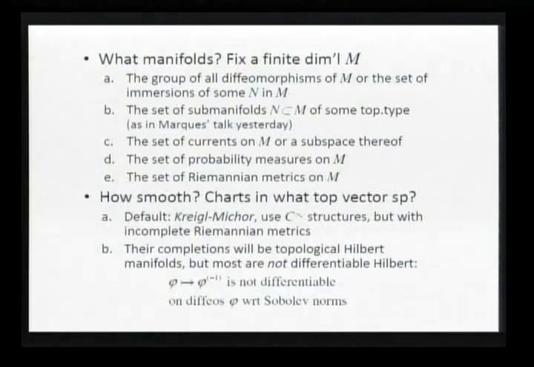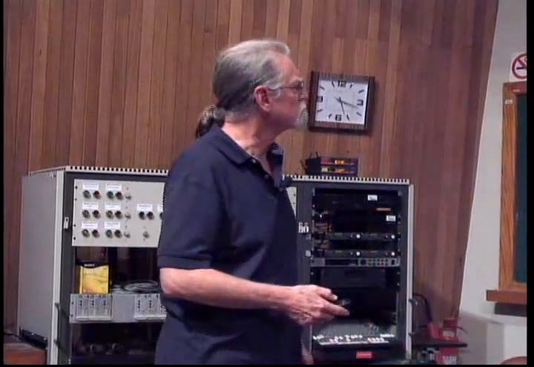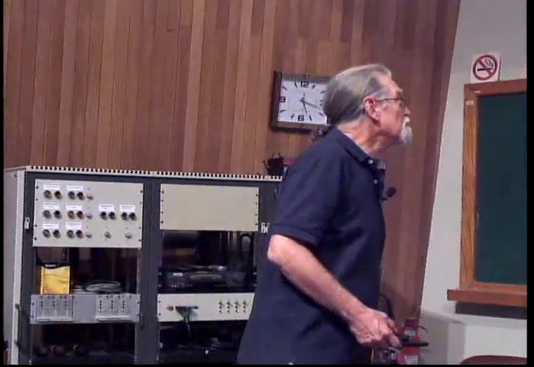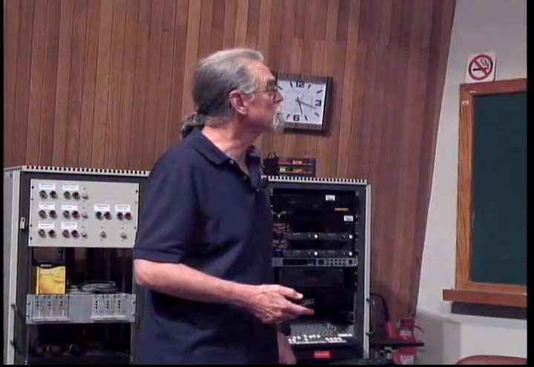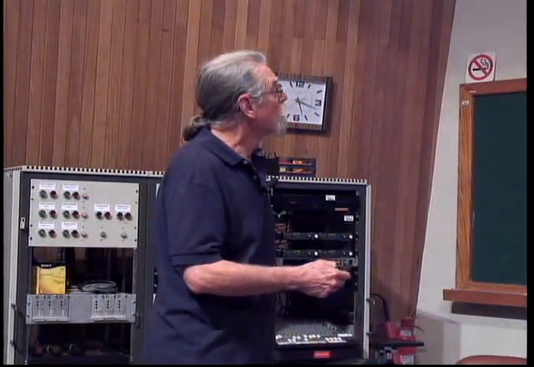This has been used in applications a great deal. Currents are very helpful in many situations. One that's been studied in the literature quite a bit is the set of probability measures on the space. So the so-called Monge-Kantorovich metric has been studied extensively. And, of course, the space of Riemannian metrics on M, where we have the beautiful metrics that come from Perelman's finding the ideal metric on every three-dimensional manifold. Okay, so this is sort of the territory.